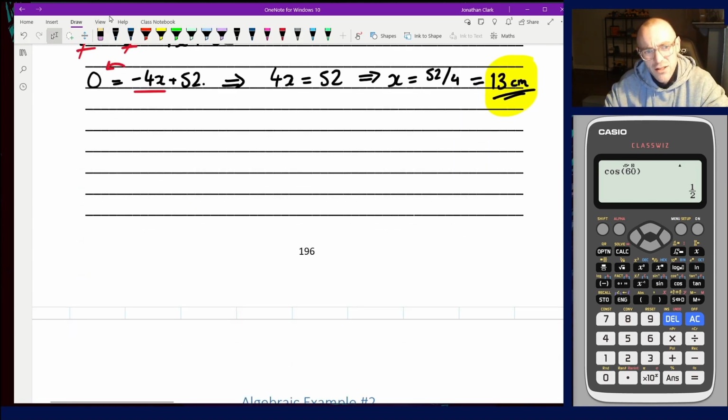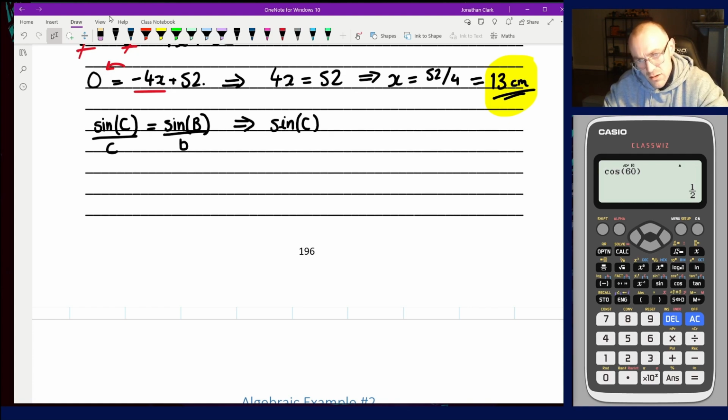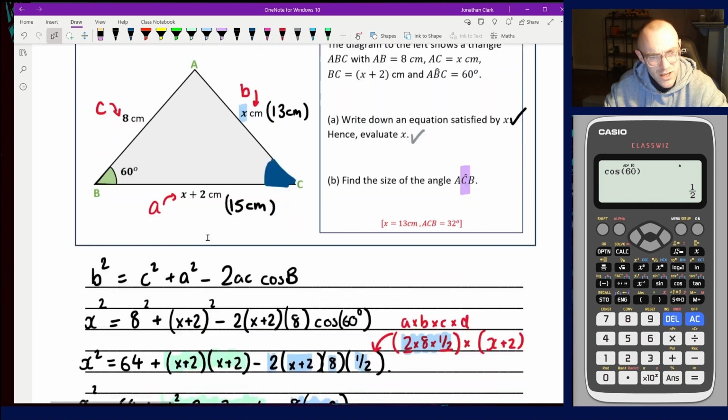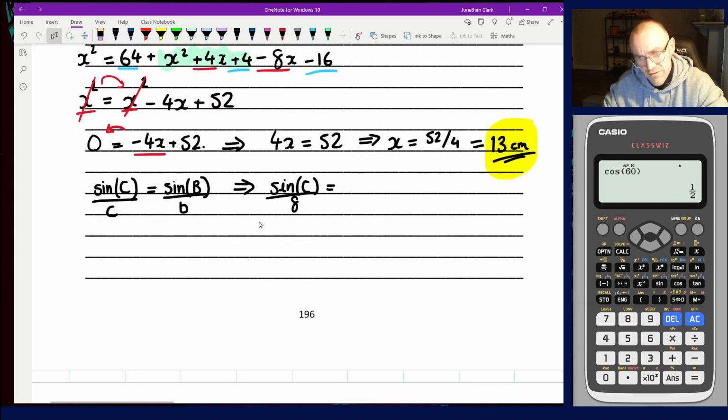So it was an angle that I was trying to find. So I'm going to write it with the angle on the top and the side on the bottom. And I'm going to replace everything that I can. The side I think was 8. And for B it was sine of 60. And the length opposite B was 13. I'll multiply the 8 up. And I will get sine of C is 8 lots of sine 60 over 13.